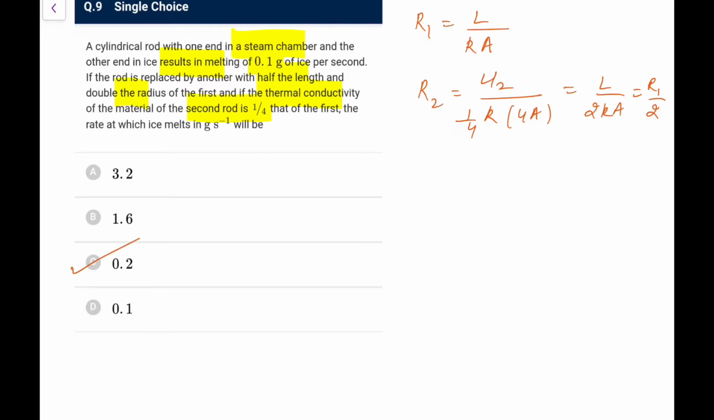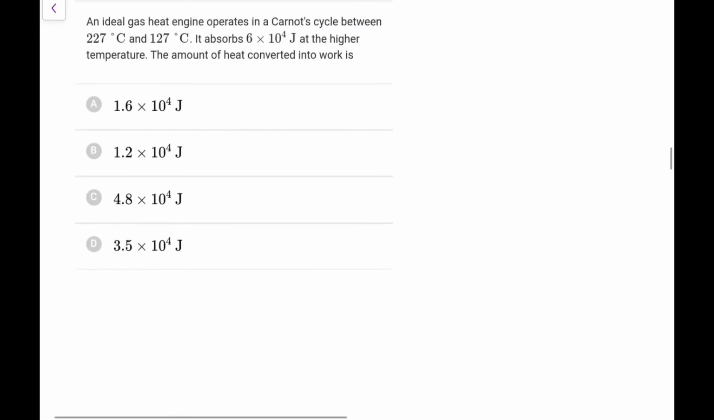So just check the resistance first. For the first rod, you can say thermal resistance is, let's say, L upon K. Now for the second one, you have length is half, so it would be L by 2. You have thermal conductivity as 1 by 4, so 1 by 4 K, and double the radius. Double the radius means it would be 4 times the area. So it would be basically L upon 2K, or you can say R1 by 2. So if resistance is half, heat flow will get doubled, so the amount of ice melted will also get doubled, so that would be 0.2.